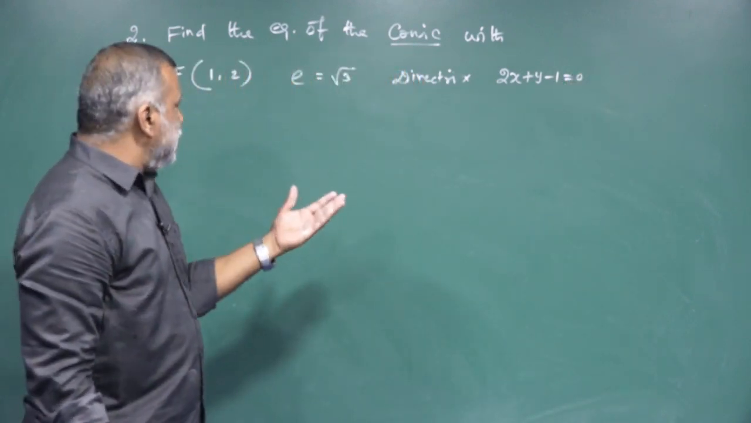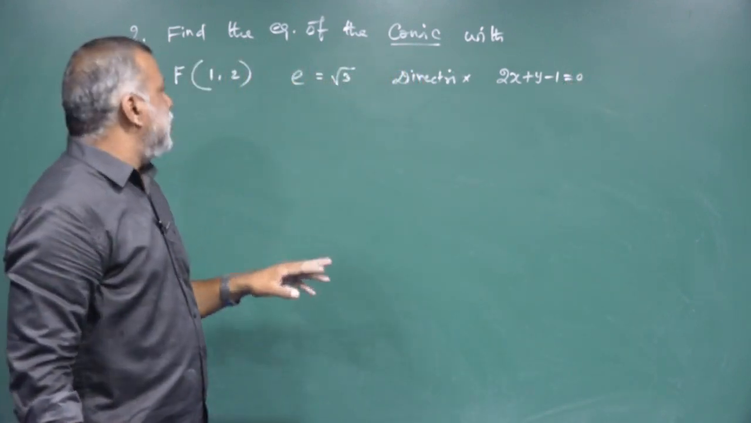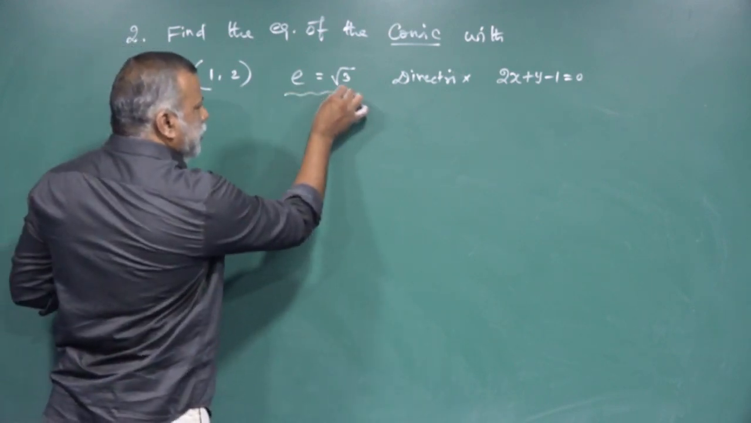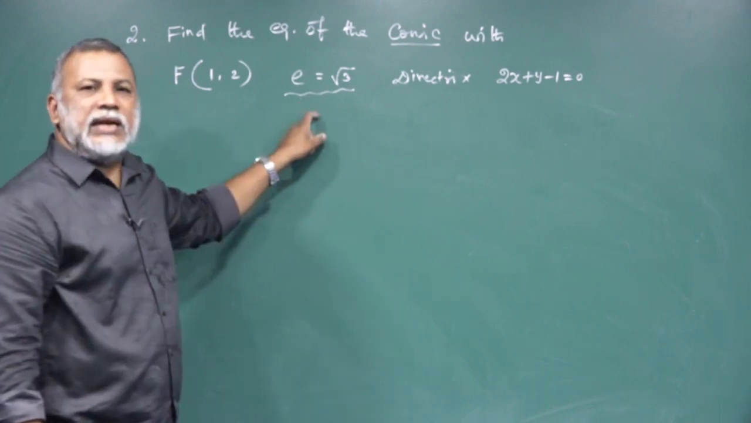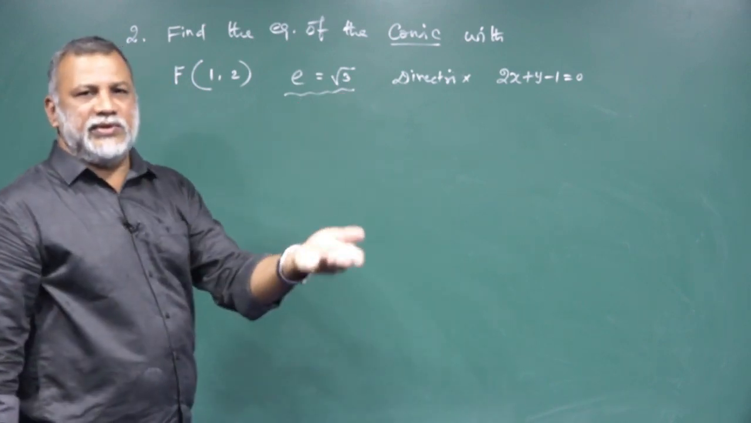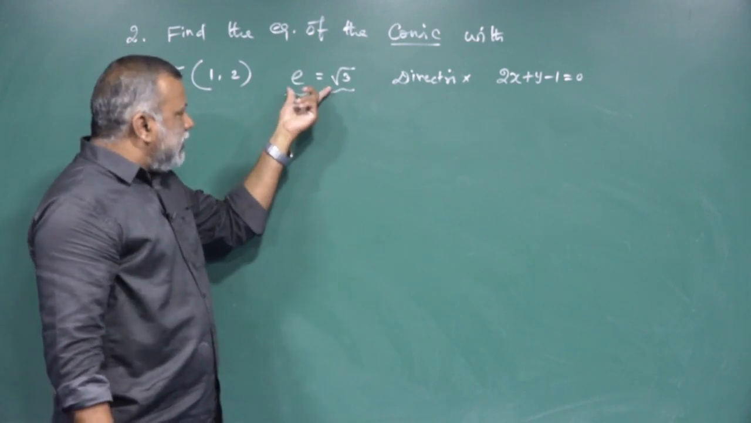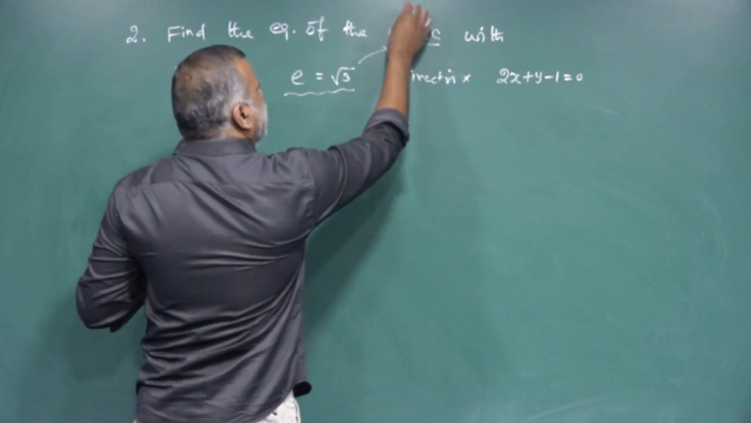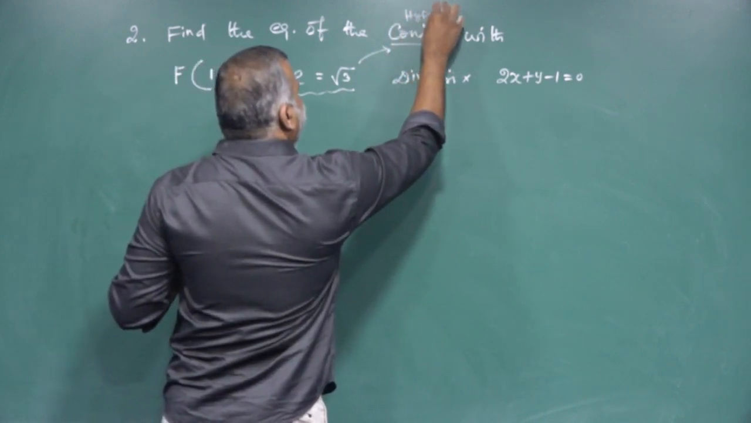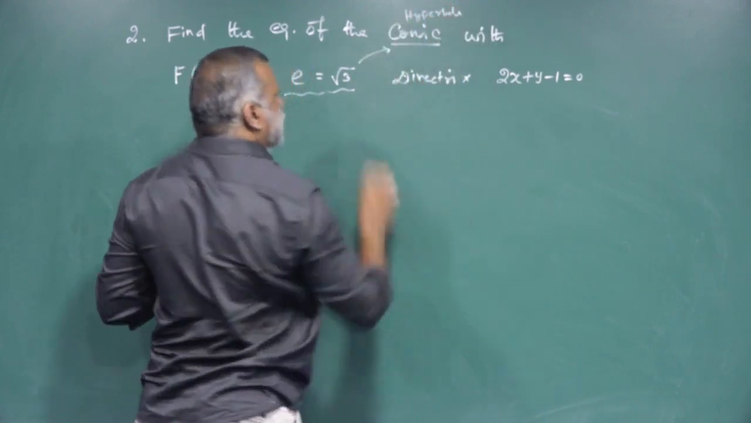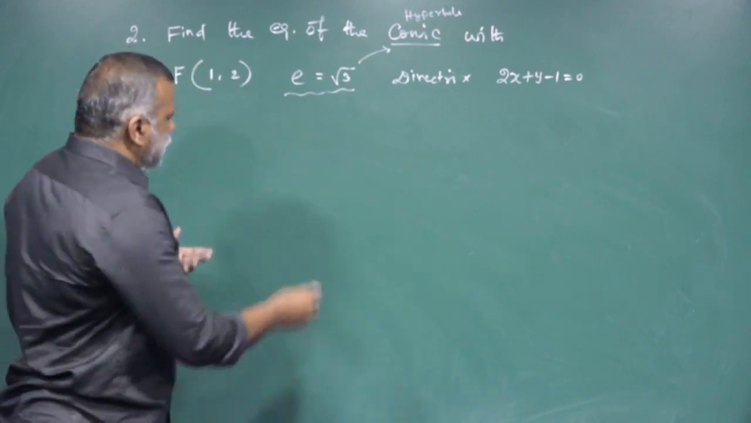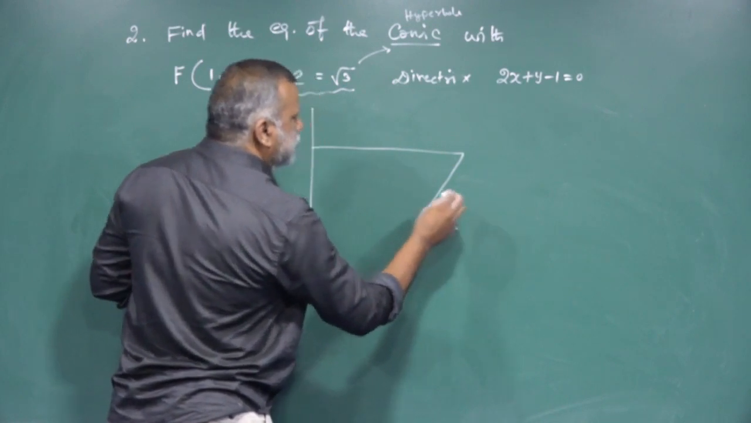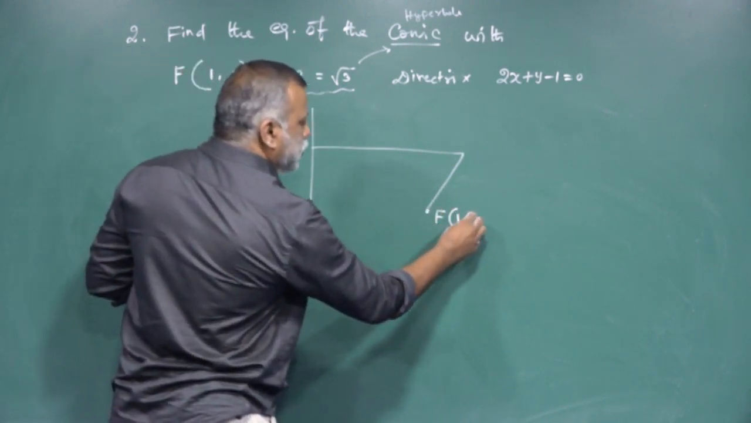Now see the logic. The focus is given and the eccentricity is given. See, the value of E is greater than 1: root 3 is nothing but 1.73. So the value of E is greater than 1. Therefore, this conic can be called a hyperbola. Now use the basic definition. What is the value of F here? The value of F is (1, 2).